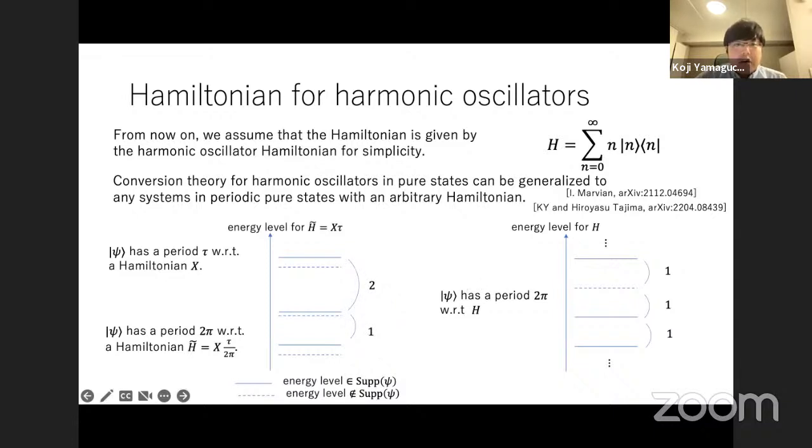To obtain the Harmonic-Cauchy Hamiltonian, we first eliminate the energy levels outside the support. In addition, we add energy levels so that all energy gaps become 1. After this operation, we obtain the Harmonic-Cauchy Hamiltonian. It can be shown that such an elimination and addition of energy levels does not affect the convertibility if we only change the energy levels that lie outside the support of the state. So in this sense, the Harmonic-Cauchy Hamiltonian is a standard Hamiltonian to analyze the convertibility among pure states with finite periods. Hereafter, I will always assume that the Hamiltonian is given by this equation.